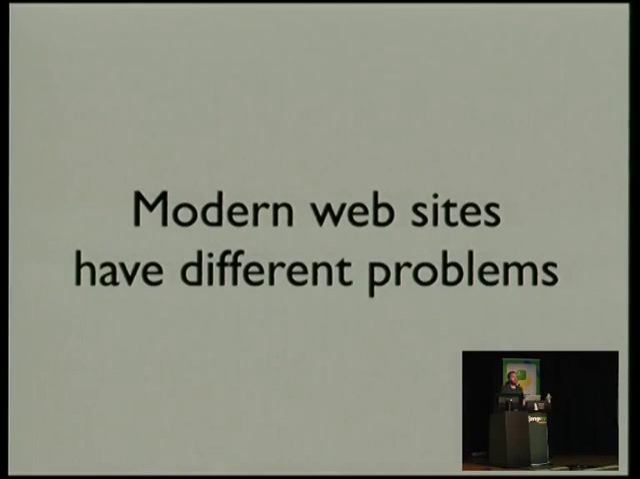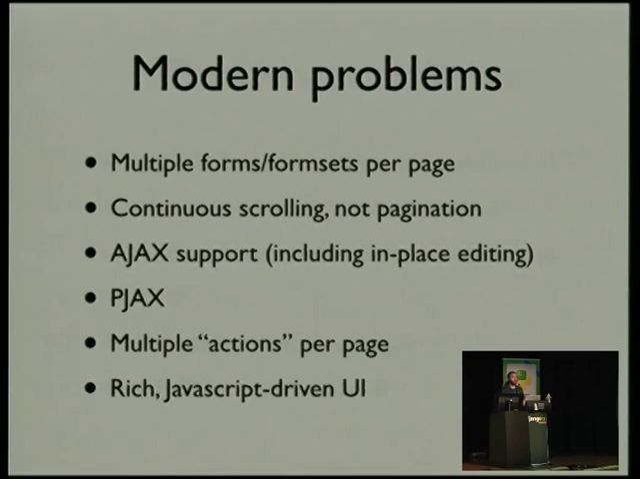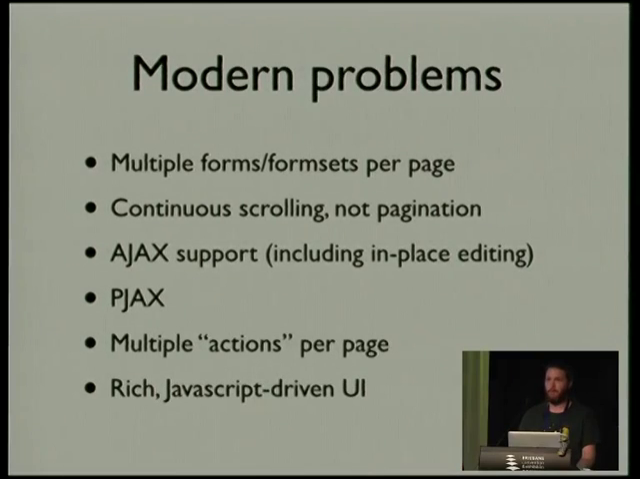Modern websites have different problems, or at least much more involved variants of the same problems. You look at a modern website, something that's going to hold its own in the field of apps being developed right now, and you don't just have an object per page. You've got multiple forms, multiple form sets per page, and you may only be submitting some of them because you've got a complex user interface and only some of that information is being committed. It's not just a list.